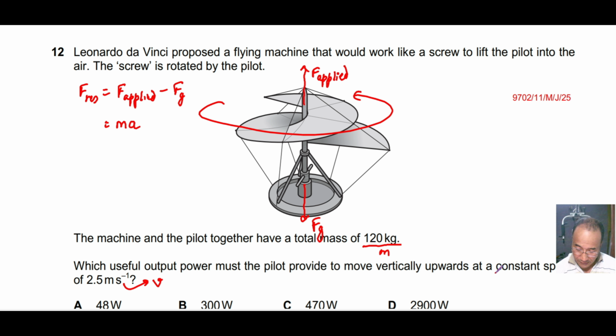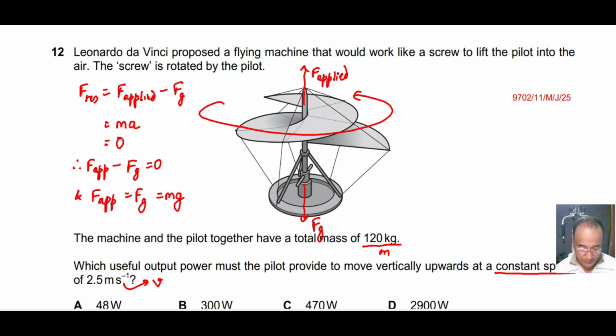But since we have this constant speed factor here, it should be equal to 0 because a equals 0. So this means that F applied minus Fg is equal to 0, and F applied should be equal to Fg, which is equal to mg. So the person has to apply a force equivalent to the weight, which is equal to mg.